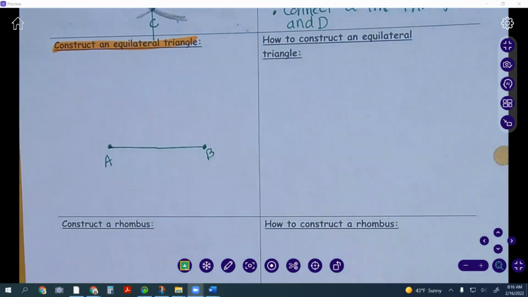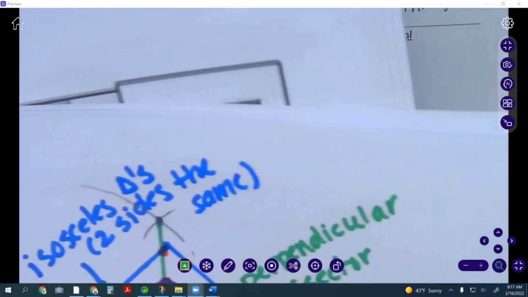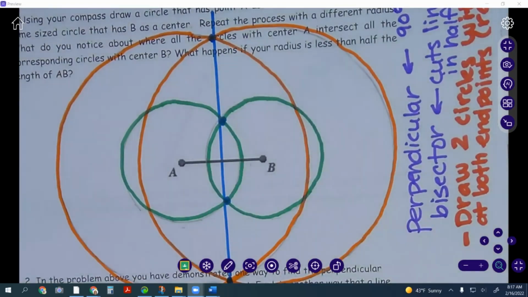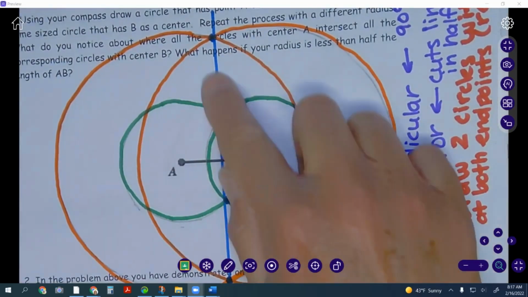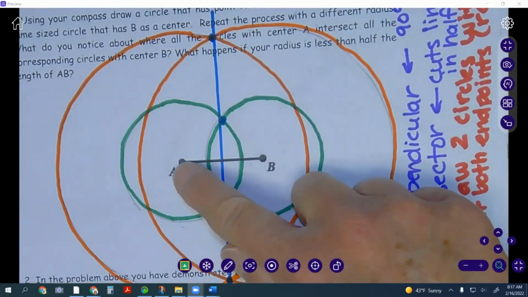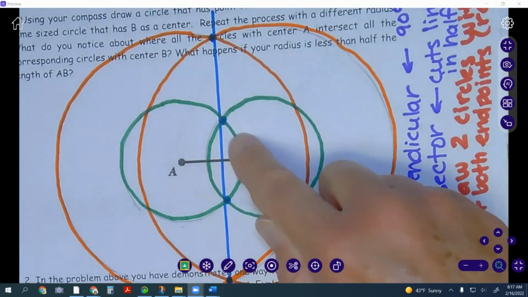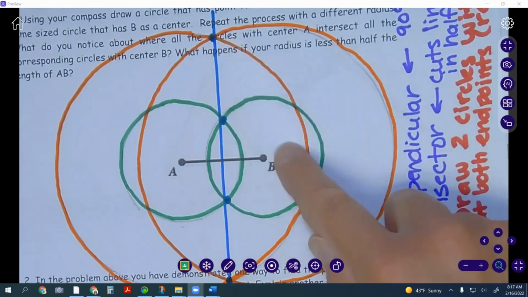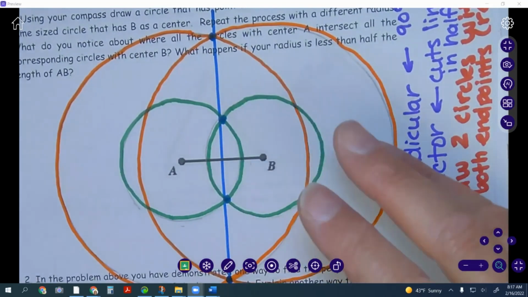Now, let me talk real quick about this. When we are doing the perpendicular bisector, all of these end up on the same line. So I could have drawn a triangle from A to here and to here, or from A to up here and down here. All of those would have been what we call isosceles. 2 sides are the same.